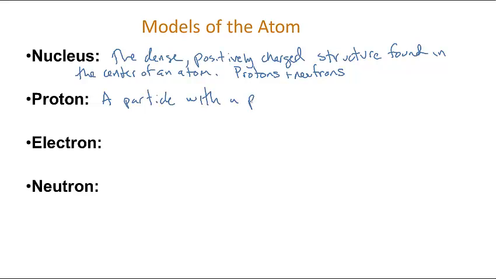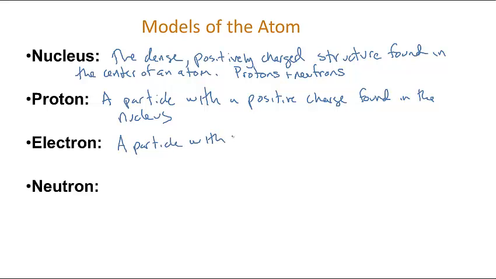So a proton is a particle with a positive charge found in the nucleus. An electron is a particle with a negative charge, and that's found outside the nucleus.